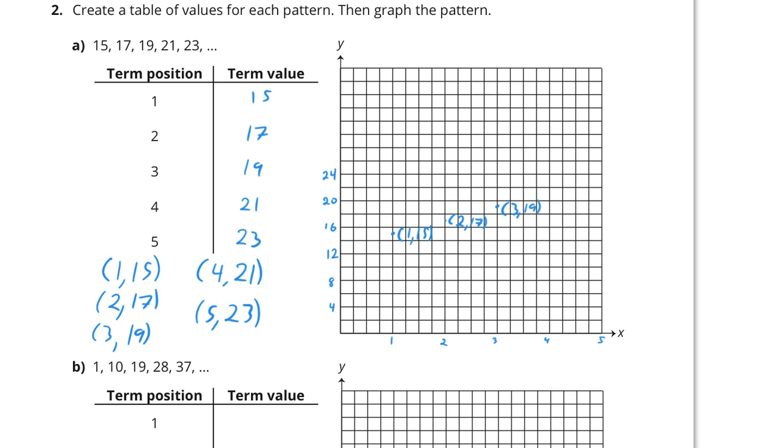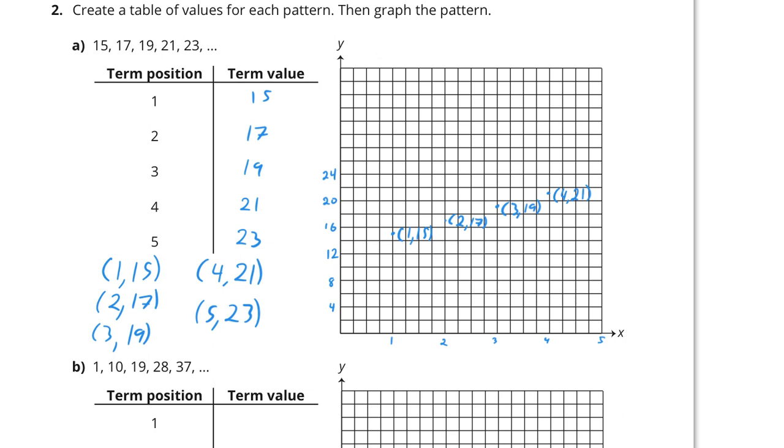Then I'm looking at 4, 21. So at 4, I'm going up until I hit 21. Here's 20, right? Because I look across, there's 20, and then 21 is right there. So I put my dot right at the intersection of 4 and 21, and I label it 4, 21.